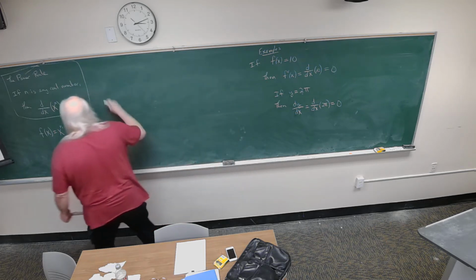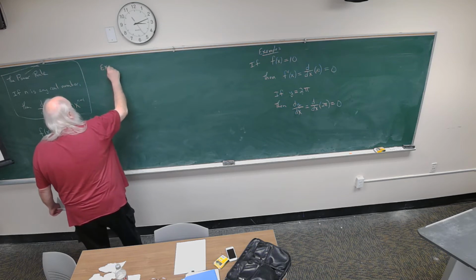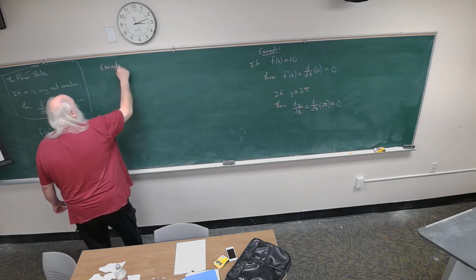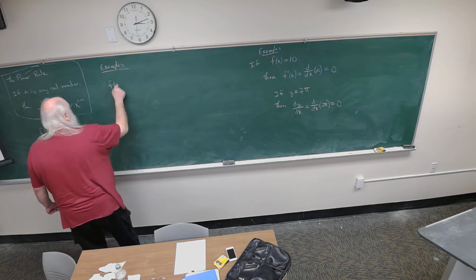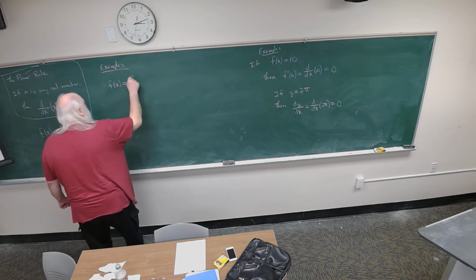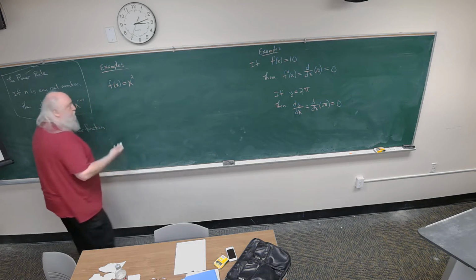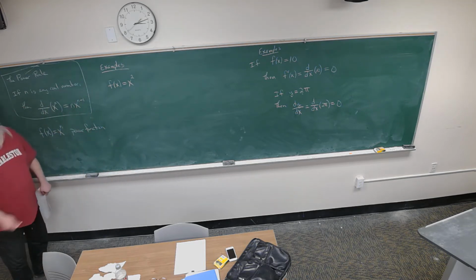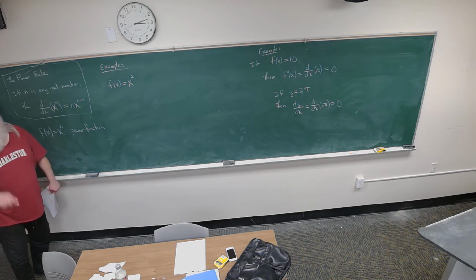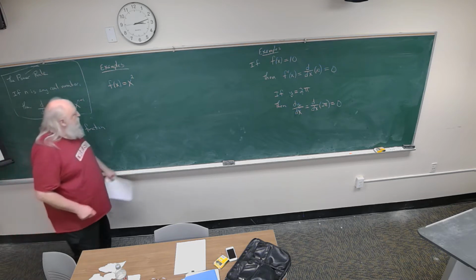So let's do some examples. We have f of x is equal to x squared. You should recognize that's a power function with n equal to 2, and you should recognize that as a squaring function. Its graph is a parabola that goes through the origin.